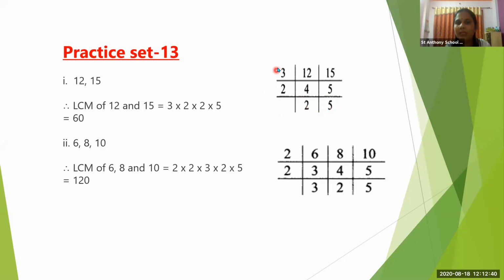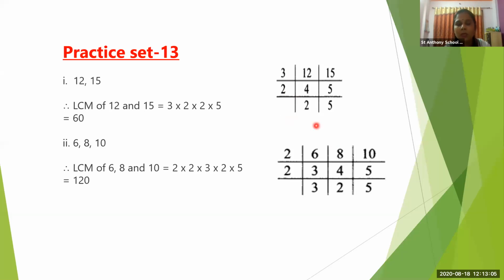So if you find HCF and LCM by this method, the prime numbers on the left hand side will be your HCF. And if you take all the prime numbers, that will be your LCM. But from my point of view it will feel confusing if you take this left hand side number and then combine all these numbers.